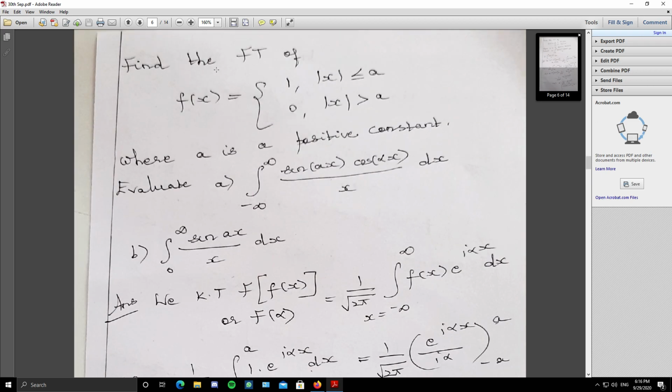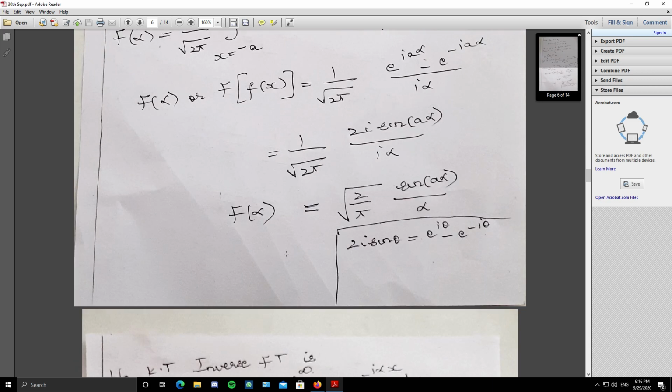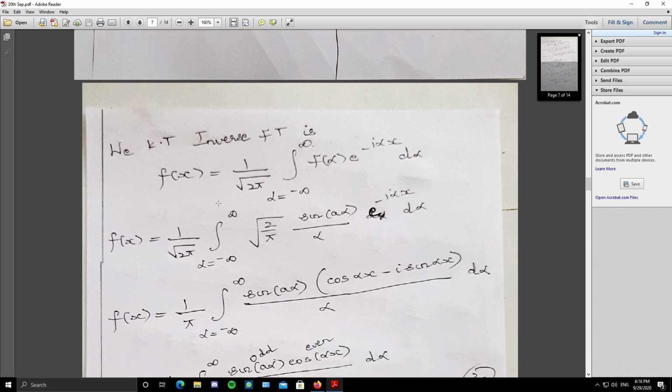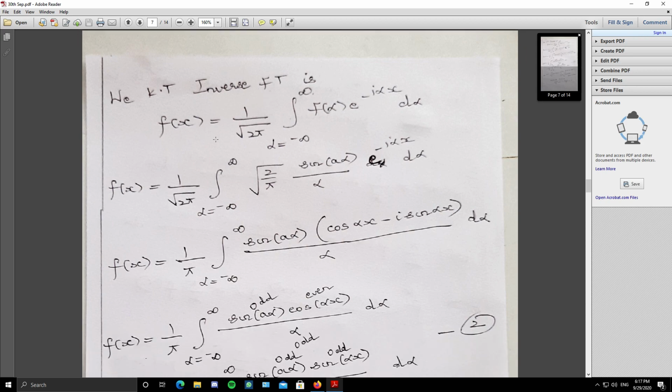So the first part is to find the Fourier transform. So we have got a transform, and then since you are asked to evaluate something, you have to find the inverse also. Without inverse you will not get the deduction part. So write the formula for inverse Fourier transform. What is it? F of x equals 1 by root of 2 pi integral minus infinity to infinity f of alpha e power minus I alpha x d alpha.